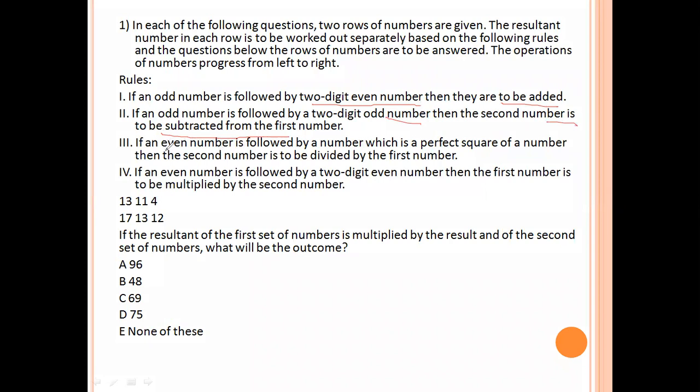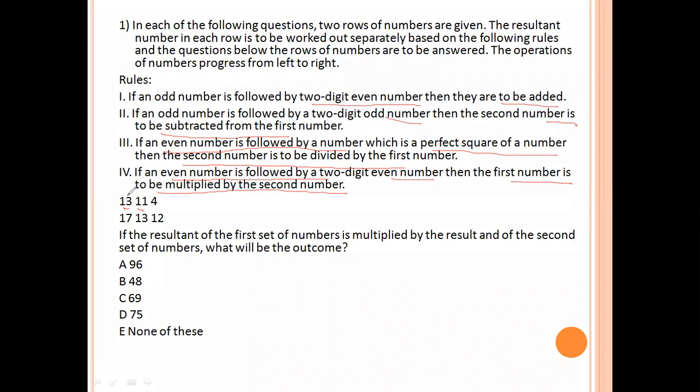If an even number is followed by a number which is a perfect square, then the second number is to be divided by the first number. If an even number is followed by a two-digit even number, then the first number is to be multiplied by the second number. Now 13 is an odd number, 11 is an odd number. So an odd number is followed by a two-digit odd number, then the second number is subtracted from the first number.